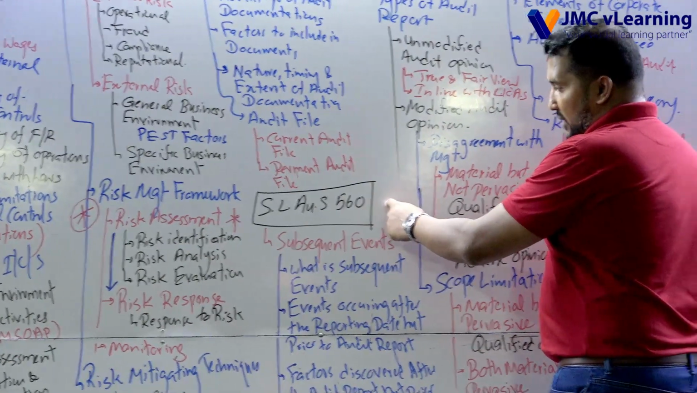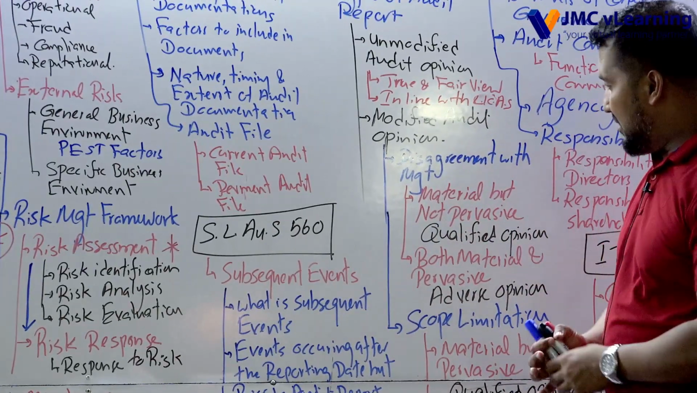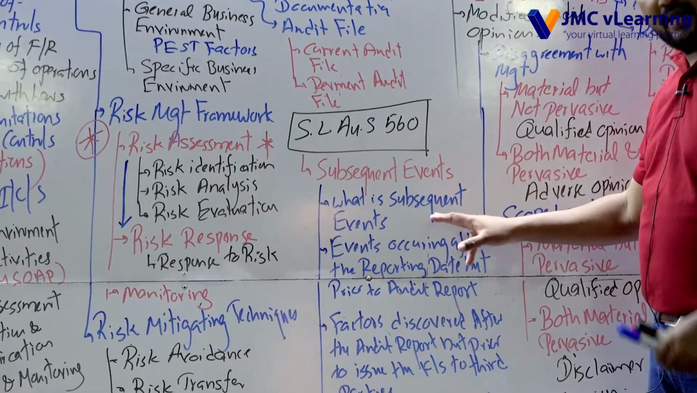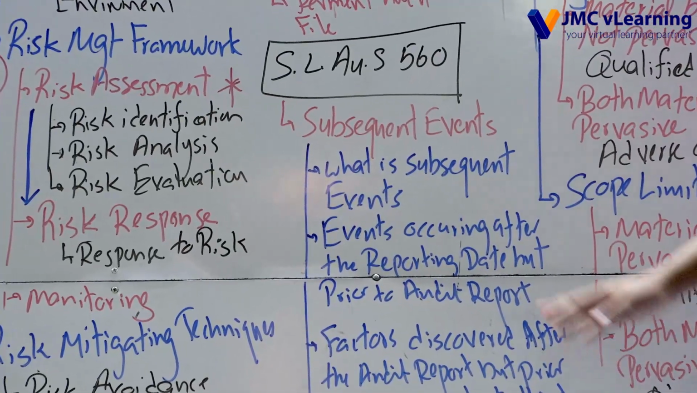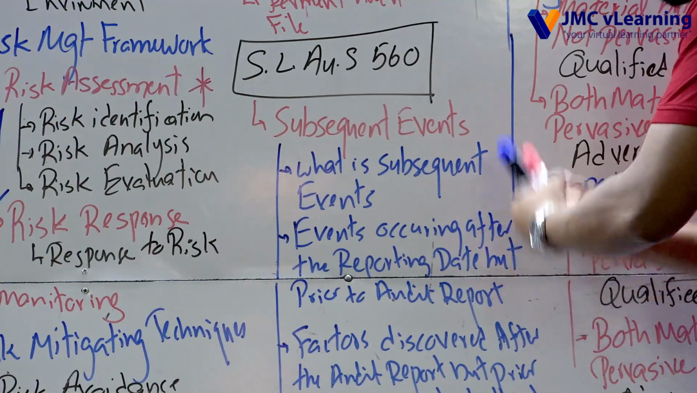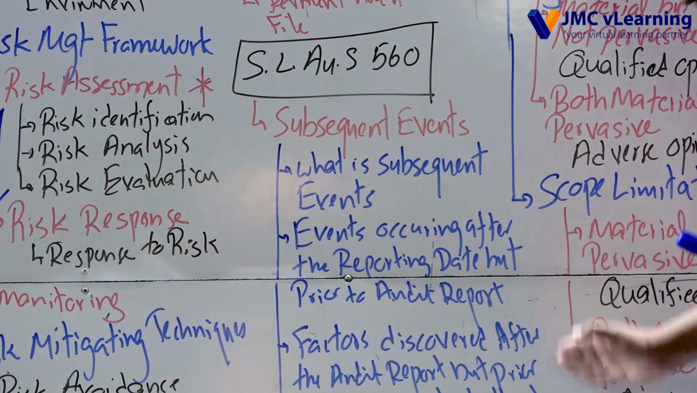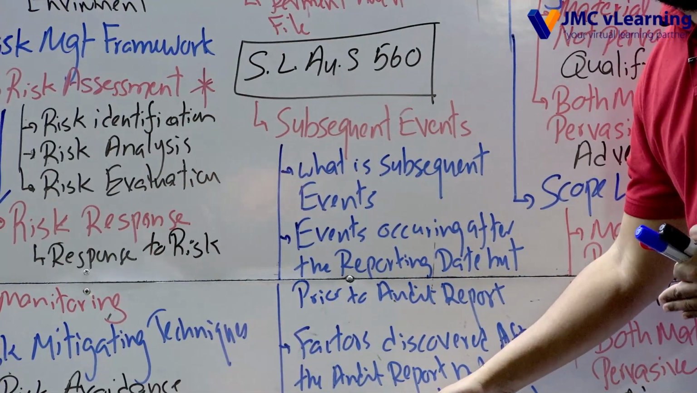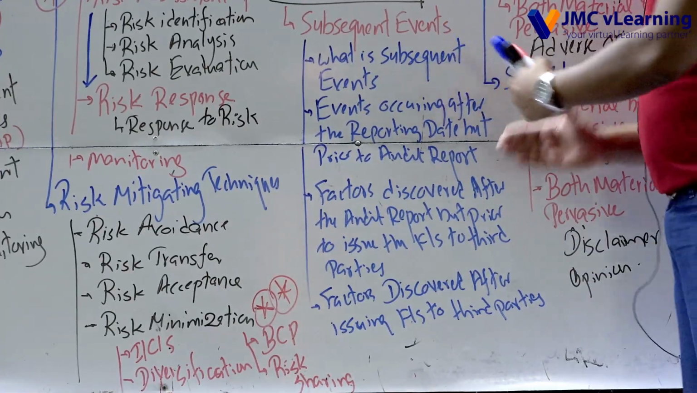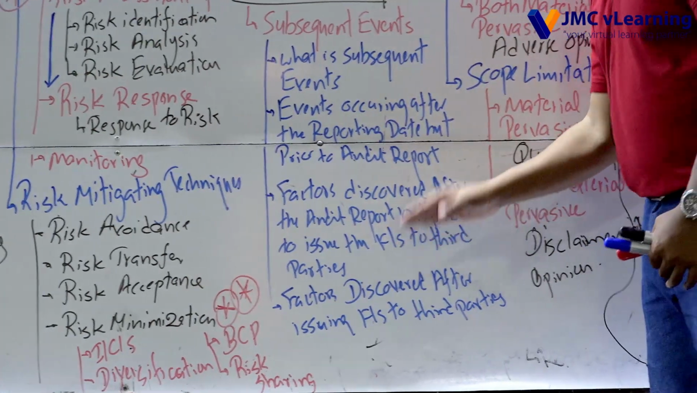Again, we discuss SLAS 580, which is directly linked with the events occurring after the reporting date accounting standard. So we discuss subsequent events. What do you mean by subsequent events in that standard? We further segregate it into 3 categories. The first would be events occurring after the reporting period and prior to the audit report date. That would be the first segment. Then the second segment would be facts discovered after the audit report but prior to the financial statements being issued to third parties. That would be the second step. And the third stage would be facts discovered after issuing the financials to third parties. So we had a lengthy discussion of all these segments in our theory class.